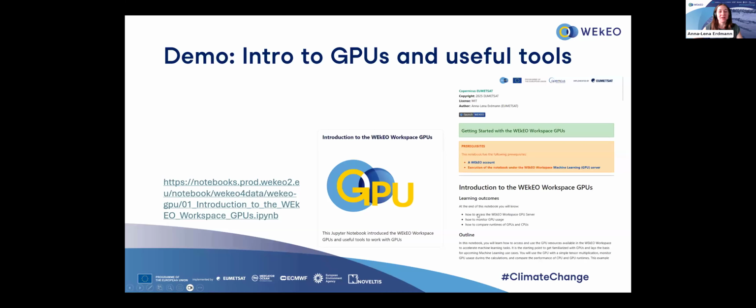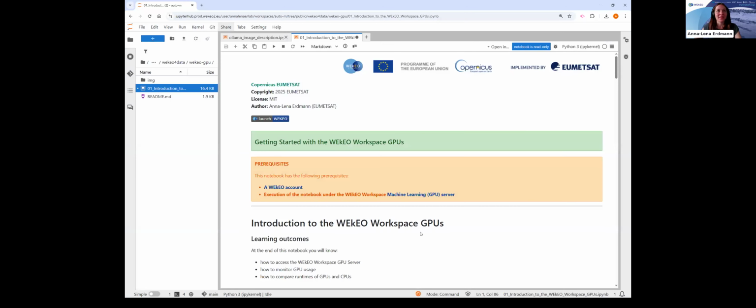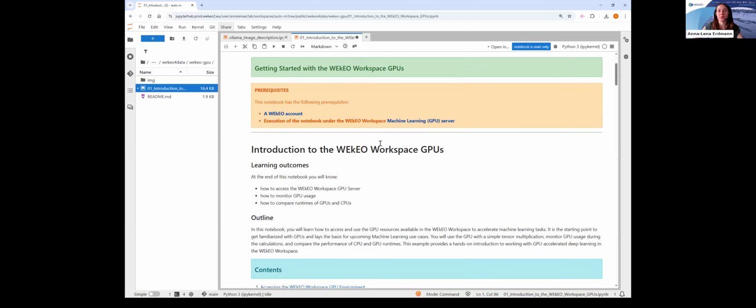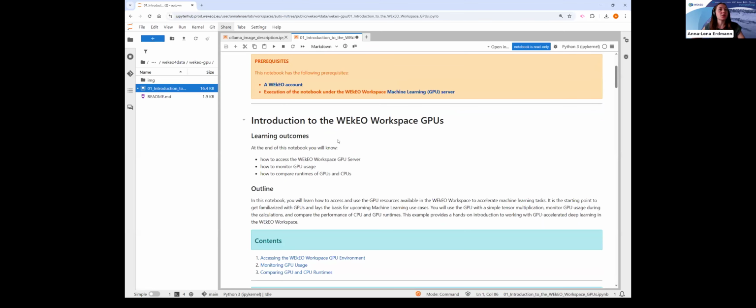There is one notebook available already, an introduction to the WEkEO workspace GPUs, and I will just jump over again to quickly walk you through this notebook. That you can see what you can learn here in the notebook. So it's just a very simple introduction to the GPUs, and tools you can use to monitor, for example, the usage.